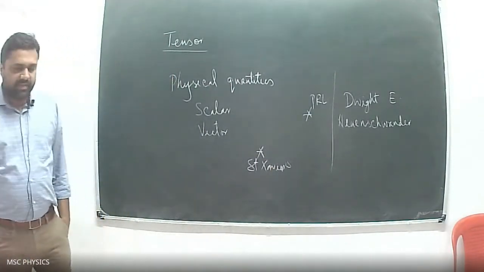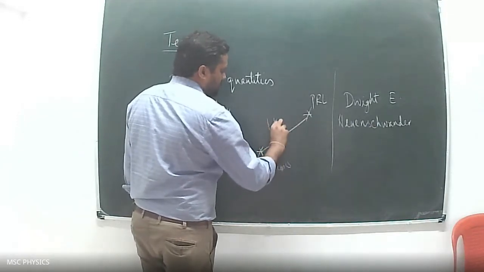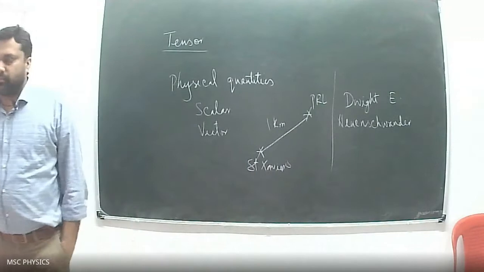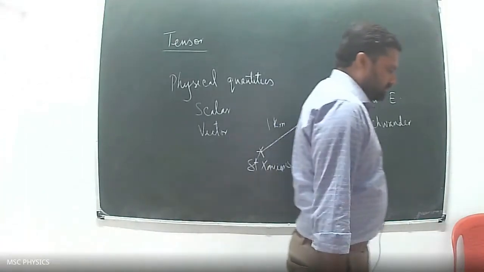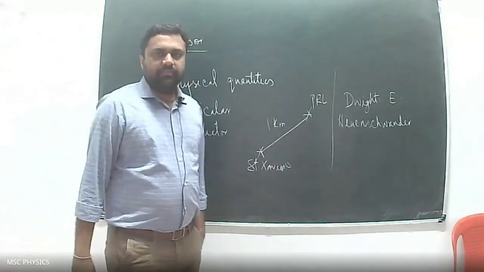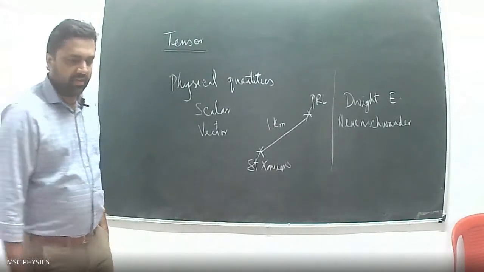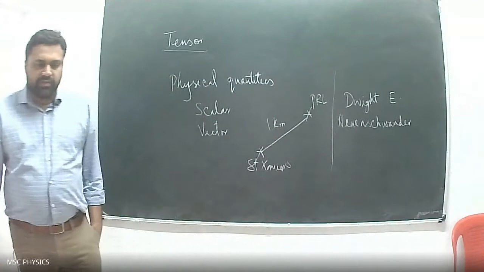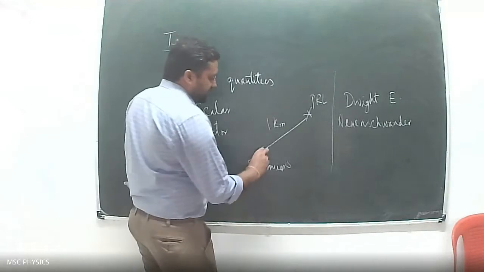So if I tell you that you have to go 1 kilometer to reach PRL, is this sufficient information? No, sir. What is missing? Direction. Right. So there are two ways to give the direction. First way is this, a direct distance, the shortest distance and the vector along that. But we know that is not always possible unless we take the aerial route. The other way is we can make it in two parts.